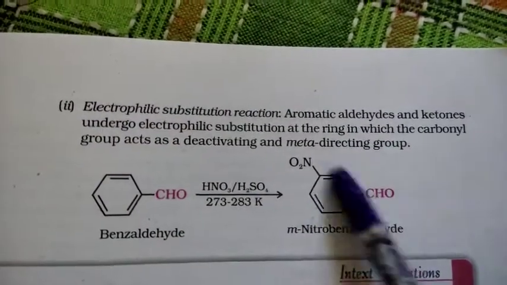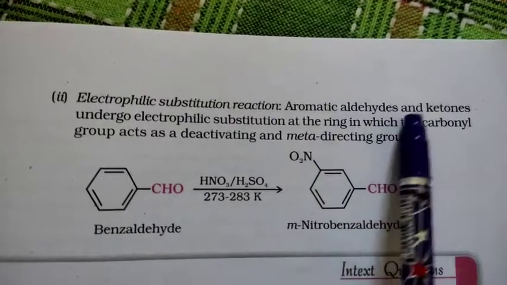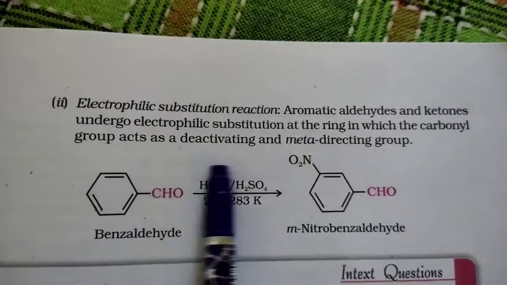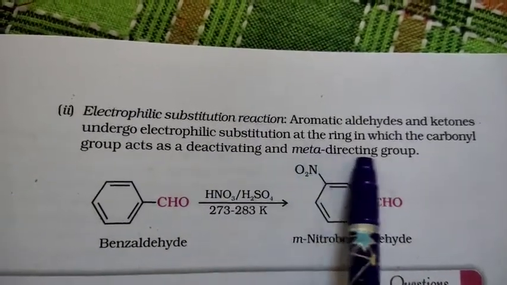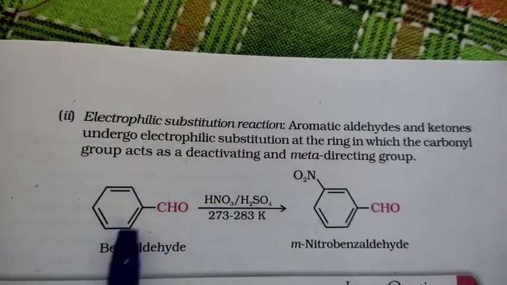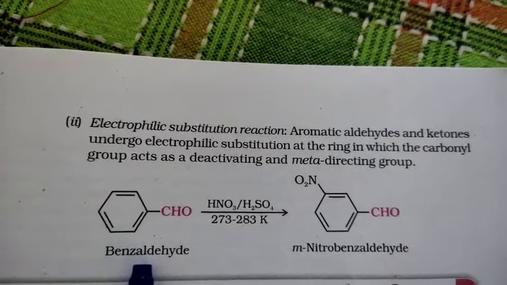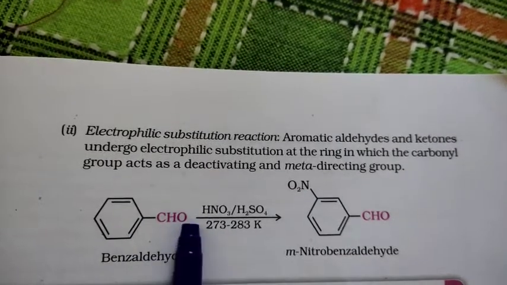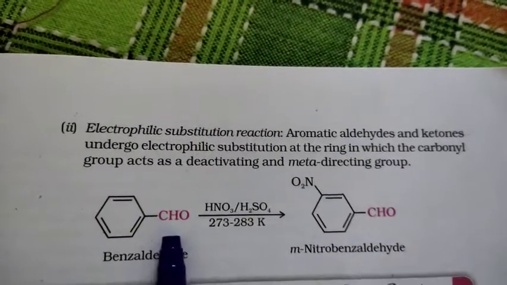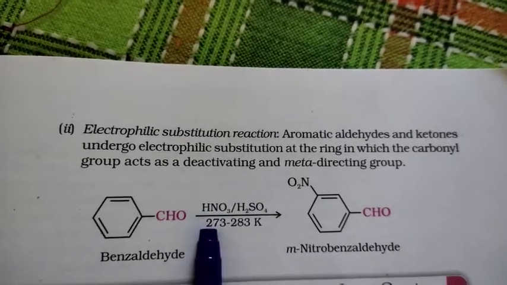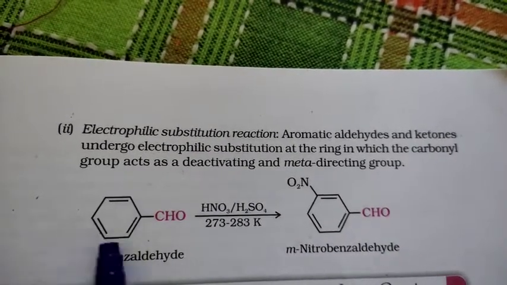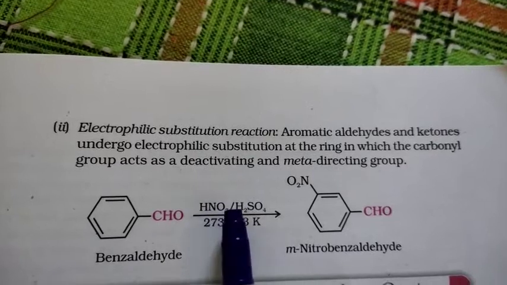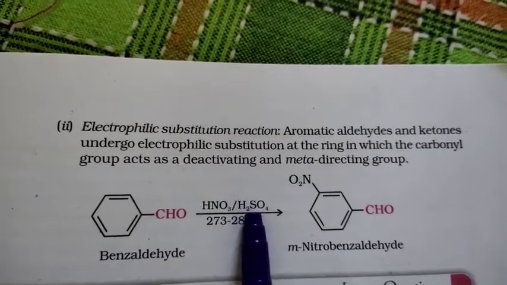The next reaction is electrophilic substitution reaction. Aromatic aldehydes and ketones undergo electrophilic substitution at the ring in which the carbonyl group acts as a deactivating and meta-directing group. So the substituent that is attached to a compound determines where the incoming group will attach. So this group, the CHO, the carbonyl group, is a meta-directing group, meaning whatever incoming group there is, it will direct where it has to bind. Since here you see nitric acid and sulfuric acid are being used, obviously we are talking about nitration.